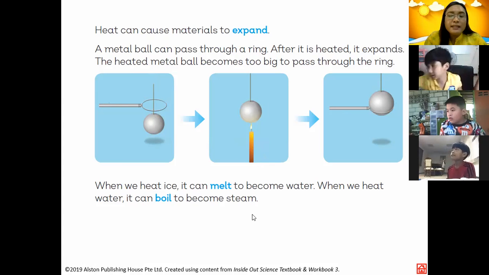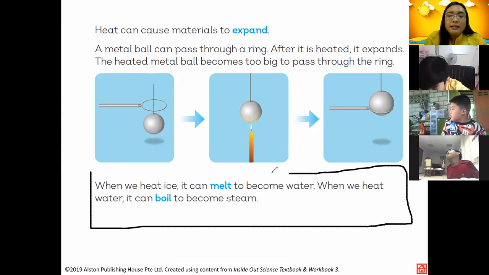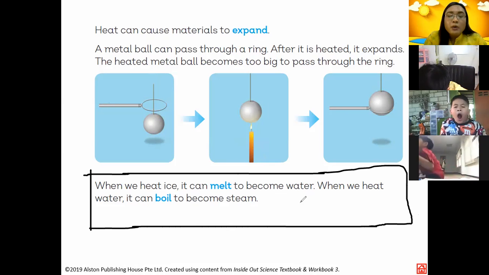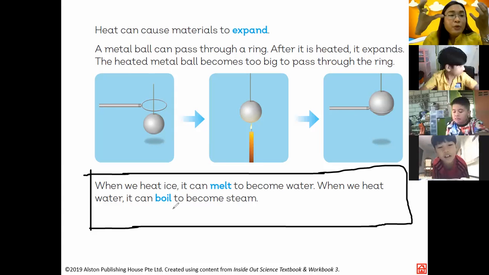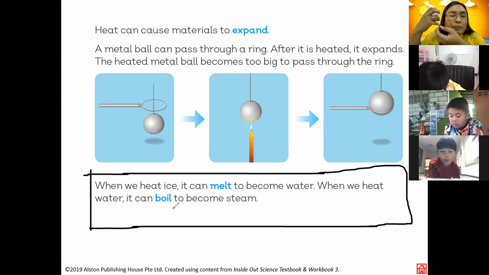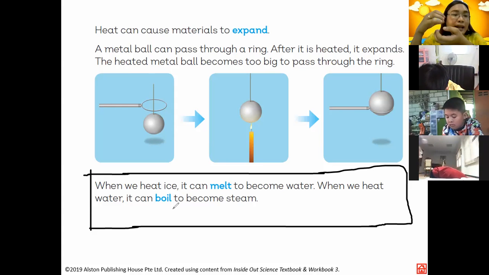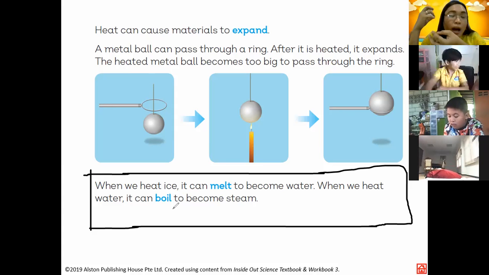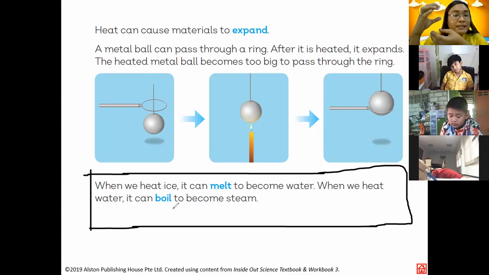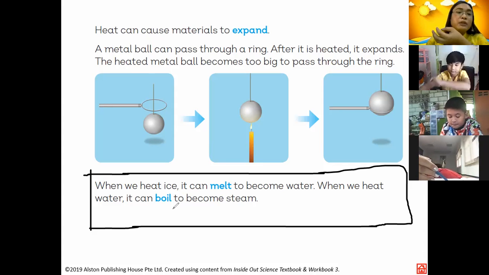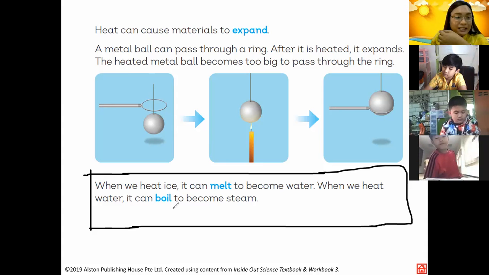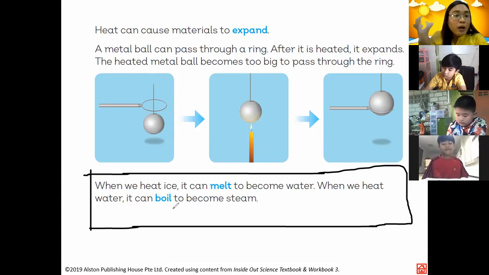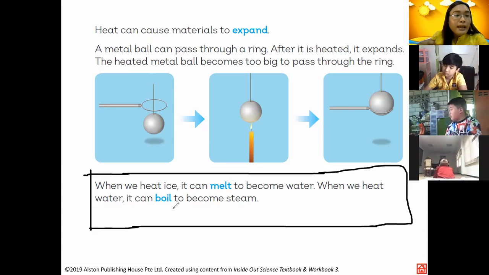When we heat ice, it can melt to become water. When we heat water, it can boil to become steam. So class, for example, you have ice and you put the ice outside under the heat of the sun. So the ice will become liquid, okay? The ice is solid, but if you apply heat, it will melt. And when you heat the water, it will boil, and when you boil the water, steam will come out.